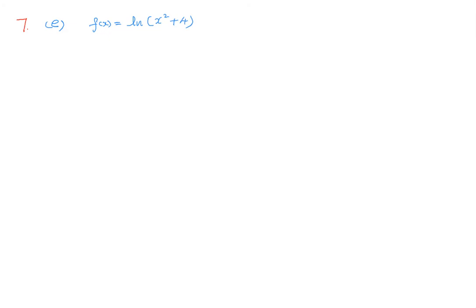So we know that x squared plus 4 must be greater than 0. Since here is a square, it doesn't matter whatever value you put in, whether positive or negative, it will be positive. So in this case, there's no restriction for x. So the domain is x is a member of the real numbers.